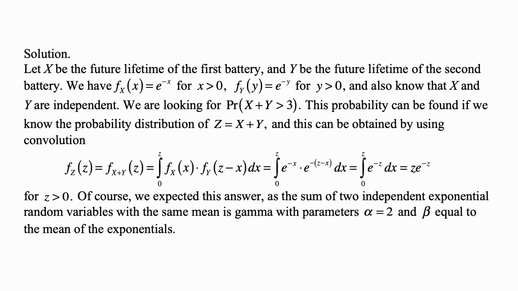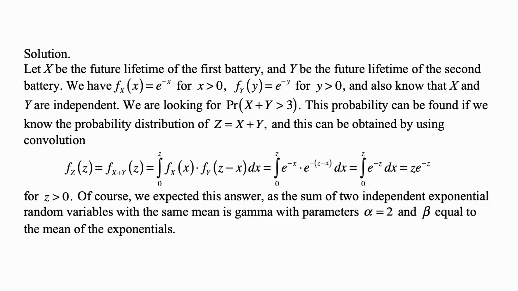The probability can be found if we know the probability distribution of z equal to x plus y, and this can be obtained by using convolution. f sub z of z is f sub x plus y of z, which is the integral from 0 to z of f sub x of x times f sub y of z minus x dx. It's a standard convolution formula. That becomes the integral from 0 to z of e to the minus x times e to the minus (z minus x). So the part with e to the minus x and e to the x cancels out, and this is the integral from 0 to z of e to the minus z dx.